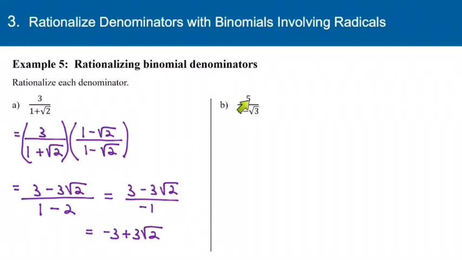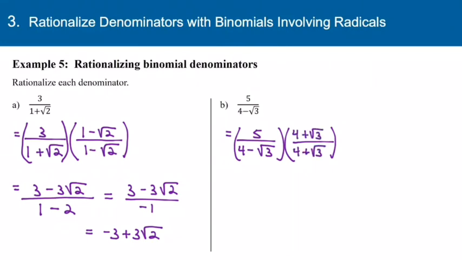In part B, we have 5 over 4 minus square root of 3. So remember, if we need to rationalize a denominator with 2 terms, we'll have to multiply top and bottom by this conjugate. So we'll have to multiply top and bottom by 4 plus square root of 3. Now again, in the top, we're just distributing the 5. So 5 times 4 is 20, and 5 times square root of 3 is just that.